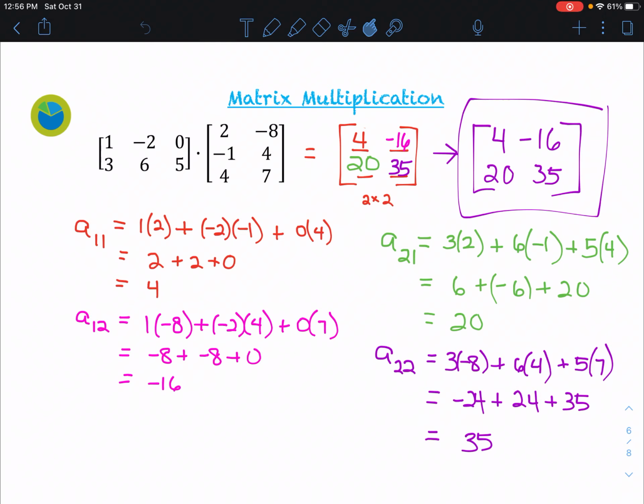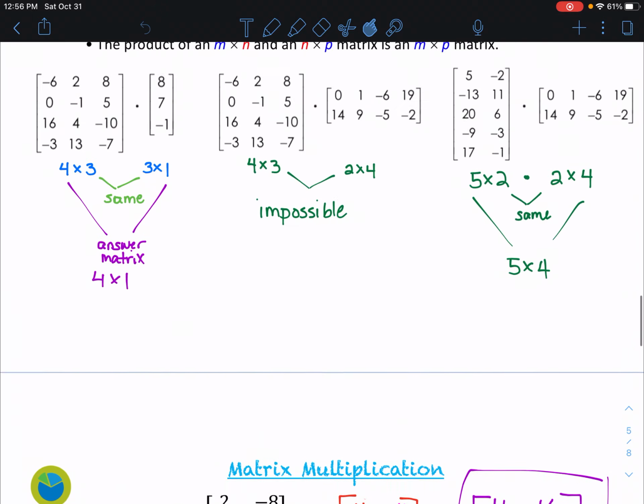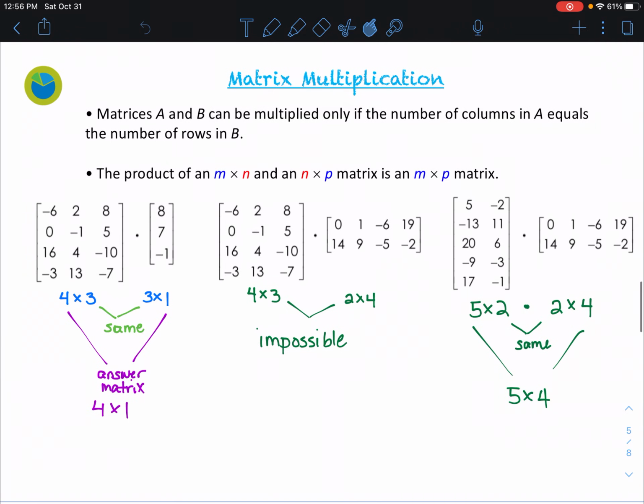Okay, so last time we talked about how multiplication works for matrices. And in the video last time I went over this problem. We also talked about what are some of the things you have to look for before you even start multiplying. In other words, looking at the dimensions. The inner dimensions, if they're the same, you can multiply. And the outside dimensions tell you the dimensions of your answer matrix.